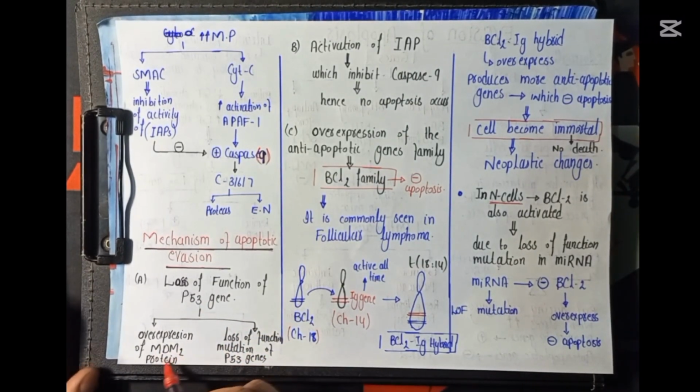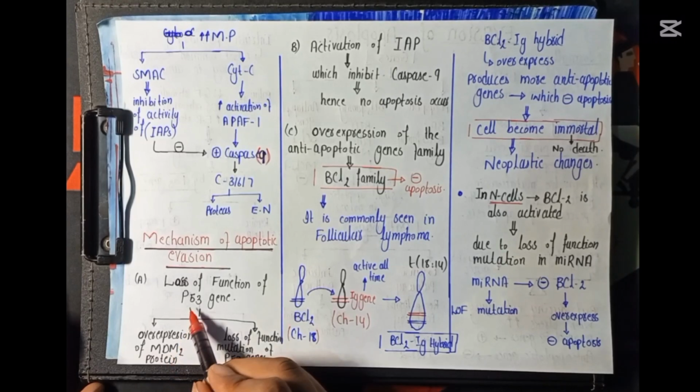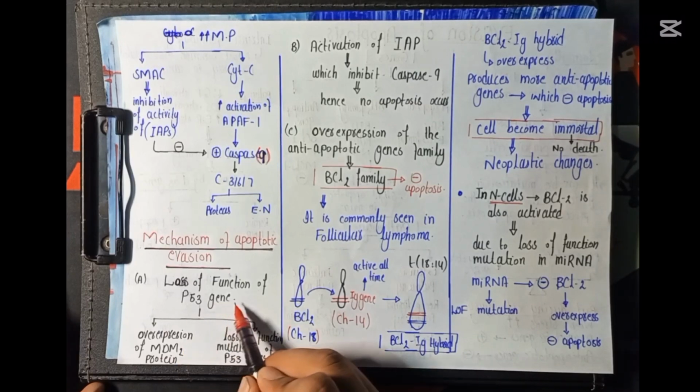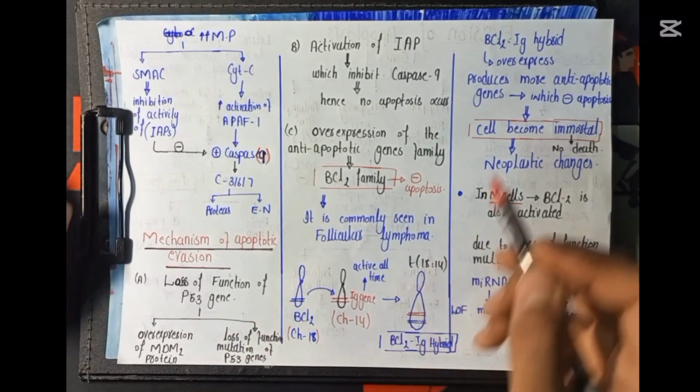There is overexpression of the MDM2 protein. The MDM2 protein binds with the p53 gene and causes the degradation of the p53 gene. And when the p53 gene is inactivated, there will be no induction of apoptosis.